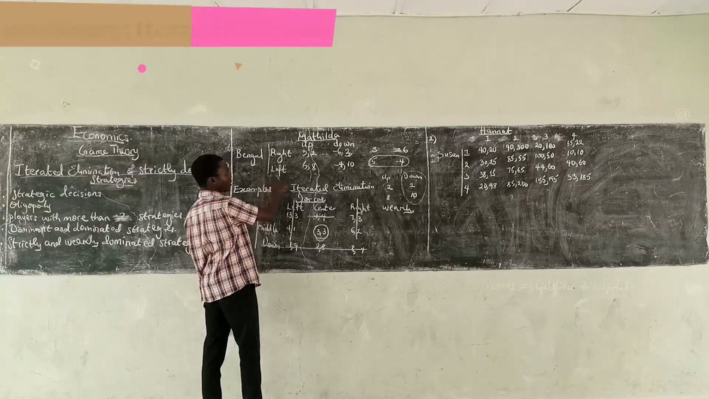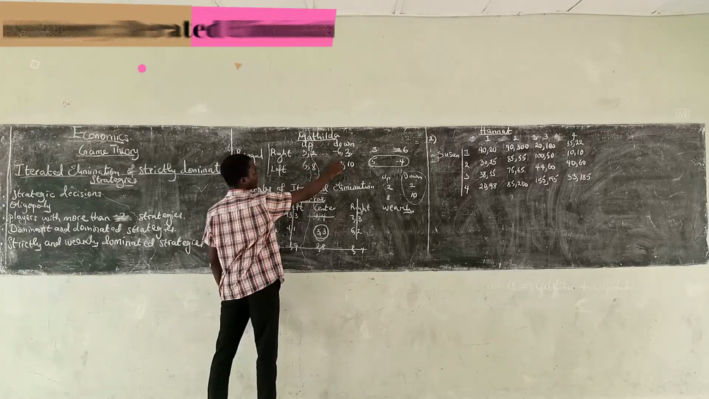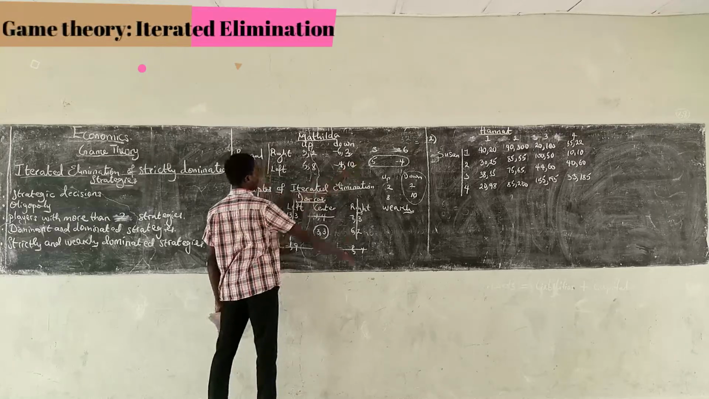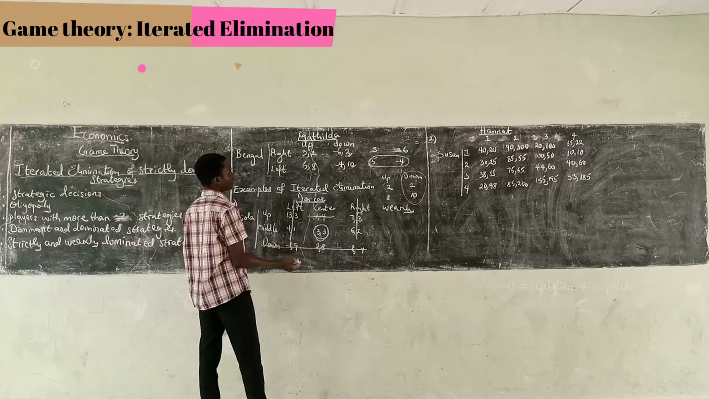Now, if Bengal decides to play left, he has already played left, right? So you don't bother about his payoff for left. You are now looking at what Matilda will do. 10 is better than 8, so you pick 10 for Matilda. So Bengal has gone first, and now we've chosen what Matilda is going to do.